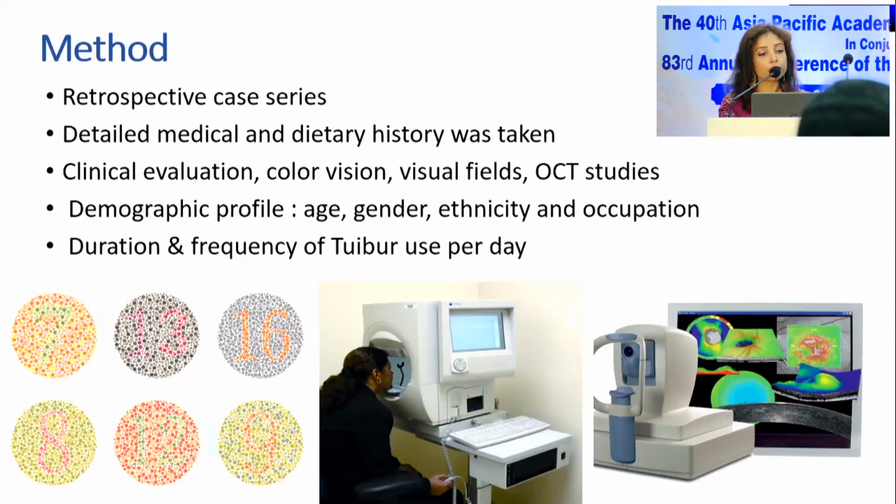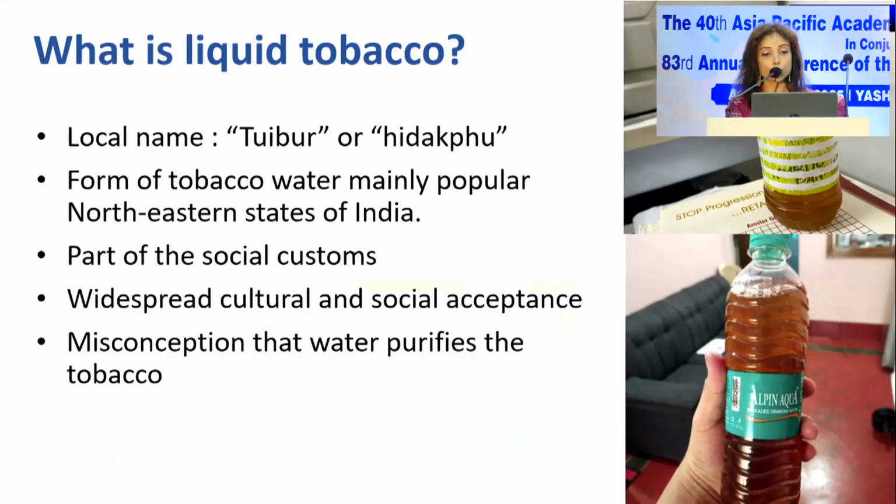It is a retrospective case series. Detailed medical and dietary history was taken. Clinical evaluation included color vision, visual fields, and the OCT studies. Demographic profile was taken into consideration. Duration and frequency of liquid tobacco use was also noted.